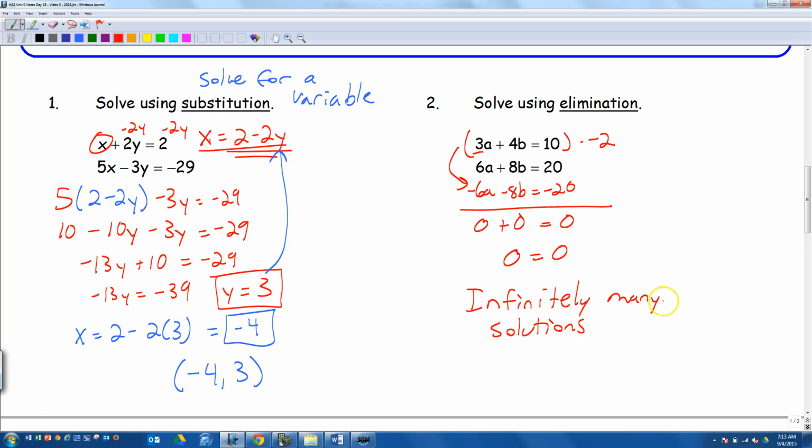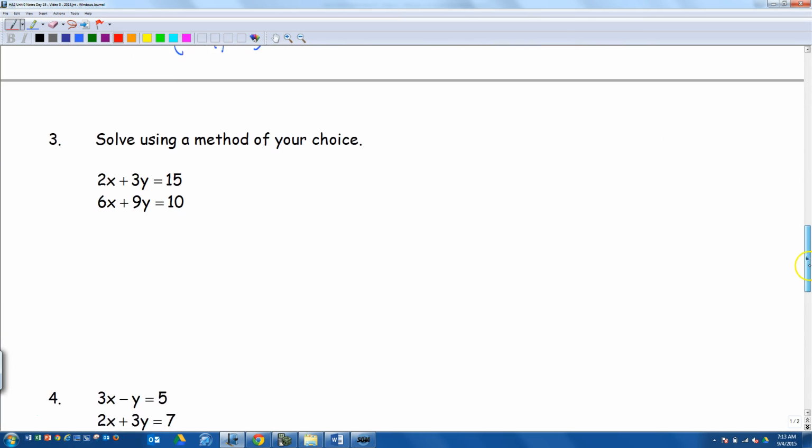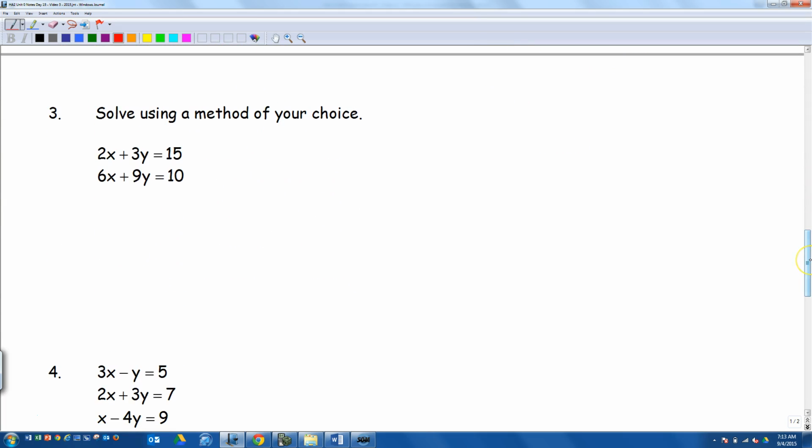Okay, solve using a method of your choice. I prefer to do elimination for 2x2s. So I look at this, and again, I see 2x and 6x. I'm going to try to turn this into a negative 6 by multiplying the top by negative 3. I'm going to rewrite it underneath. I get negative 6x, negative 9y equals negative 45.